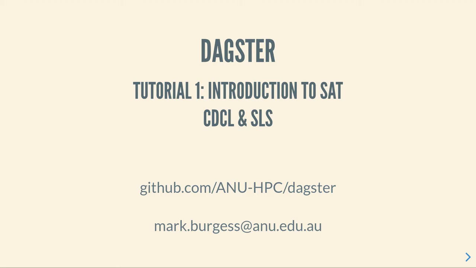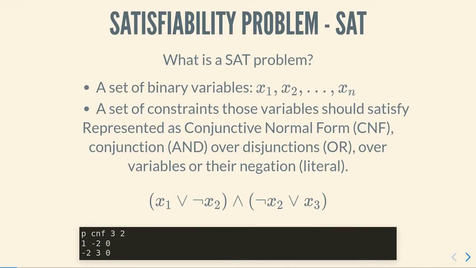So, beginning tutorial 1, Dagster solves SAT problems. What is a SAT problem? A satisfiability problem, or SAT problem, is a constraint programming problem where we have a set of binary variables, for instance x1 all the way up to xn, and a set of constraints that those binary variables should satisfy. This set of constraints needs to be mutually satisfied, and they are often represented in conjunctive normal form, or CNF, which is a conjunction, that is an AND, over a disjunction, that is an OR, of variables or their negations, that is, their literals.